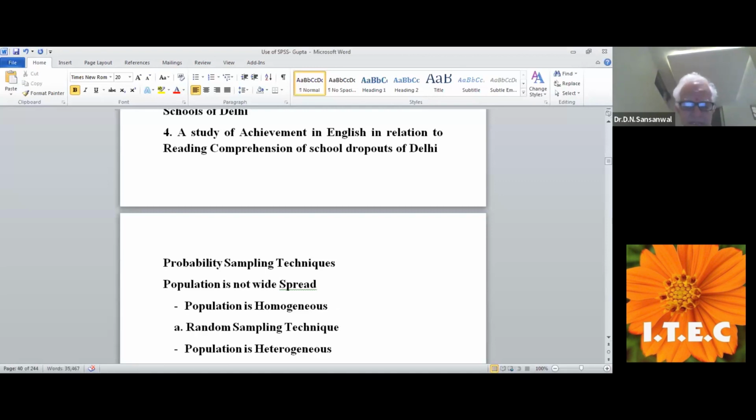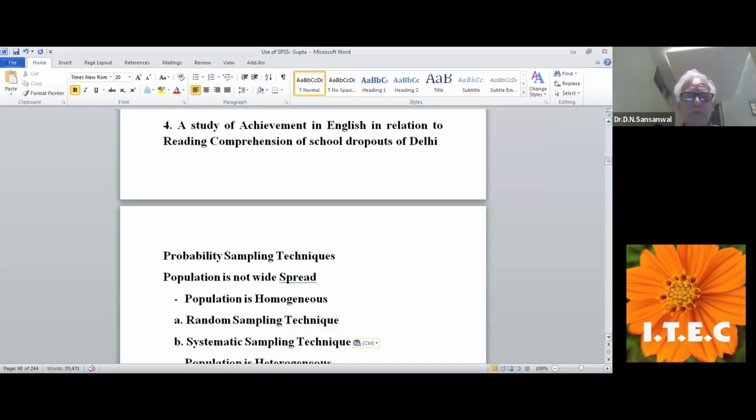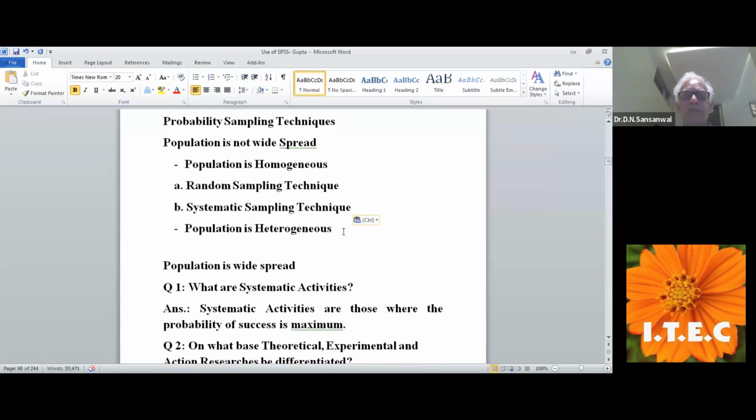This is the one. What can be another one? Another one is systematic sampling technique. Now, if your population is heterogeneous and not widespread, then which sampling technique will be more useful?